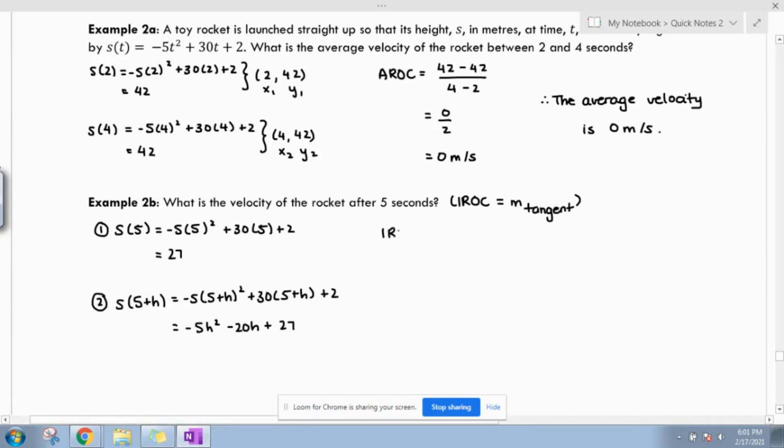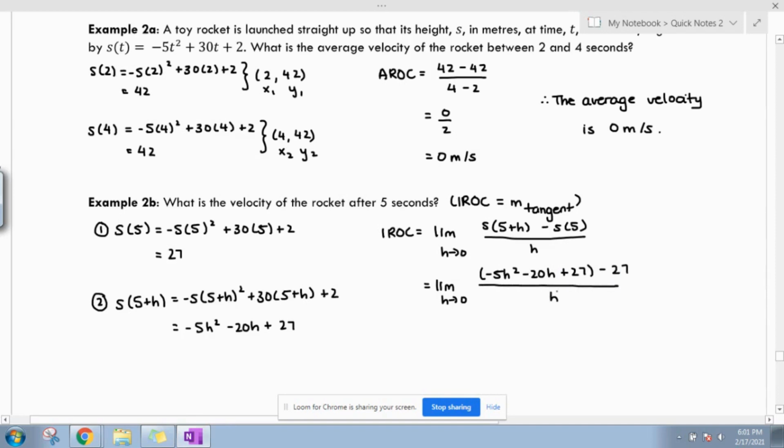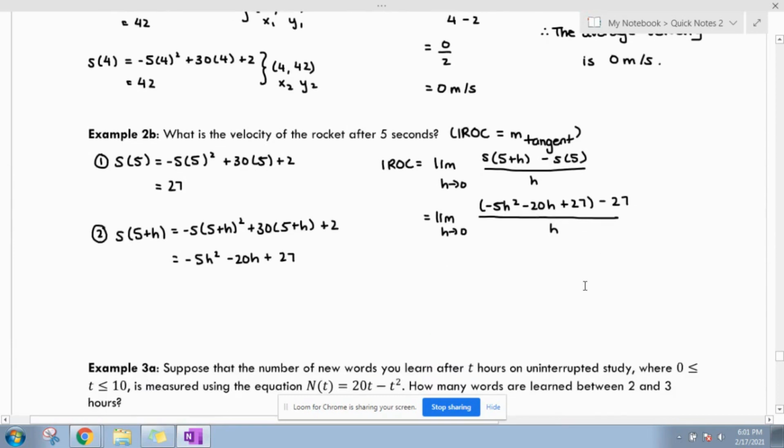So to figure out my instantaneous rate of change, I'm doing the limit as h approaches 0 of s of 5 plus h minus s of 5 all over h. So let's plug everything in and let's see what we get here. So I'm going to have negative 5h squared minus 20h plus 27 minus 27 all over h. So right away I notice I can simplify some things. So I'm just going to scroll down.